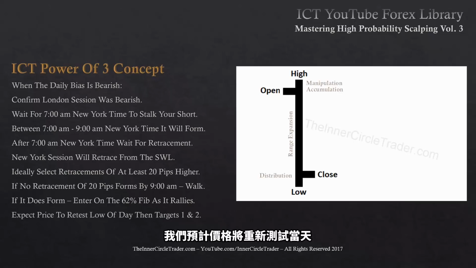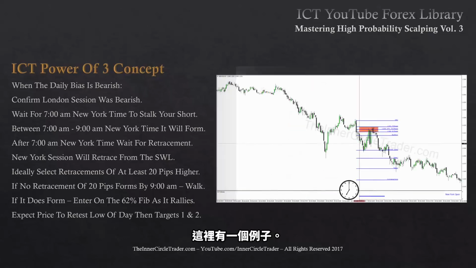Again, important that we want to be selling short as price goes higher. We'll be anticipating and expecting price to retest the low of the day or the previous day's low, and or targets 1, 2, and eventually symmetrical price swing on the fib. Okay, here's an example here.